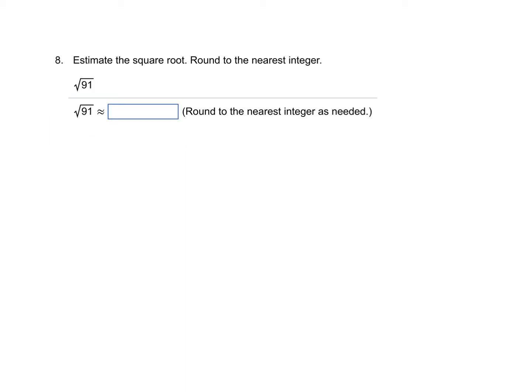Okay, we're estimating the square root, and to the nearest integer means essentially a whole number, positive or negative, right? So if we have the square root of 91, what's the next square root above it? Square root of 100, which is 10, and below it is the square root of 81, which is 9. Okay, and which is it closer to? So this number, by the way, is somewhere between 9 and 10, because it's somewhere between the square root of 81 and the square root of 100.